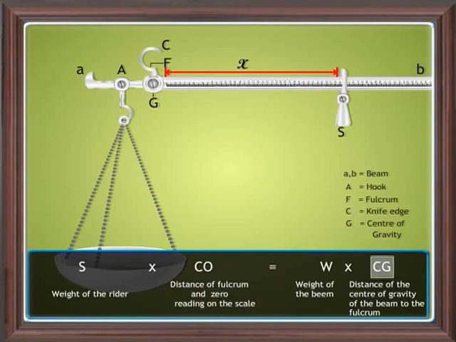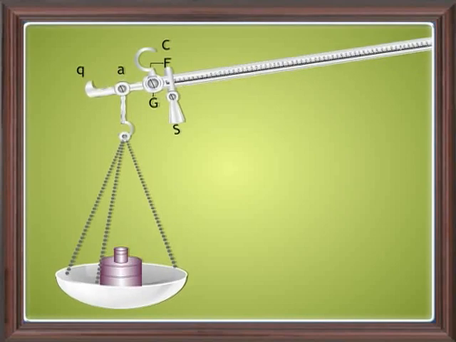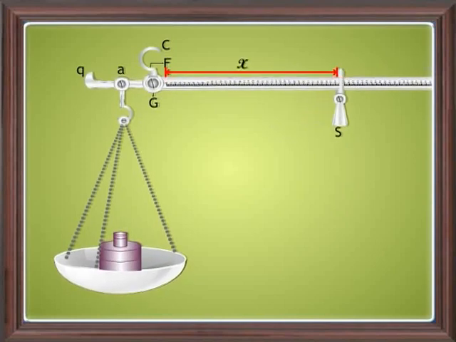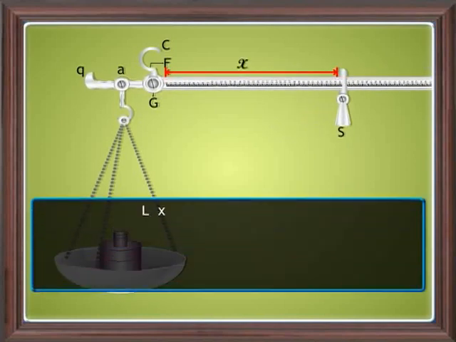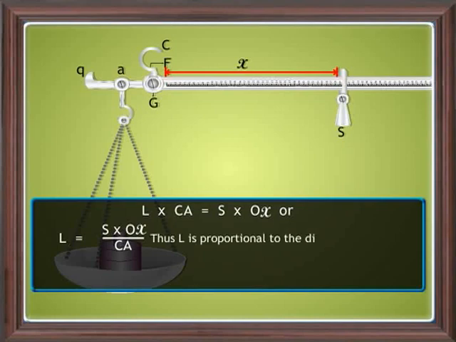If load L is attached to the pan and rider S is placed at position X to balance the weight by the principle of moments, we get L multiplied by CA is equal to S multiplied by OX, or L is equal to S multiplied by OX divided by CA. Thus, L is proportional to the distance of S from O. The scale marked on that bar enables the weight of the object to be read off directly.